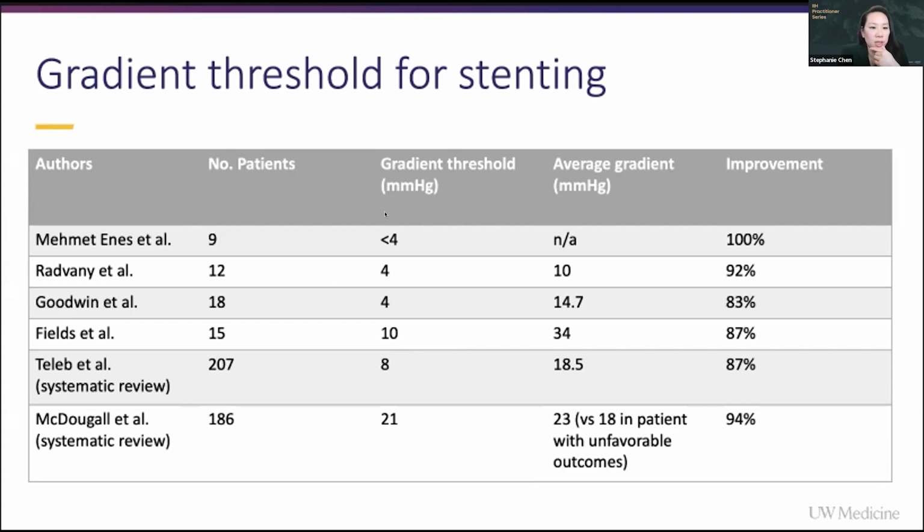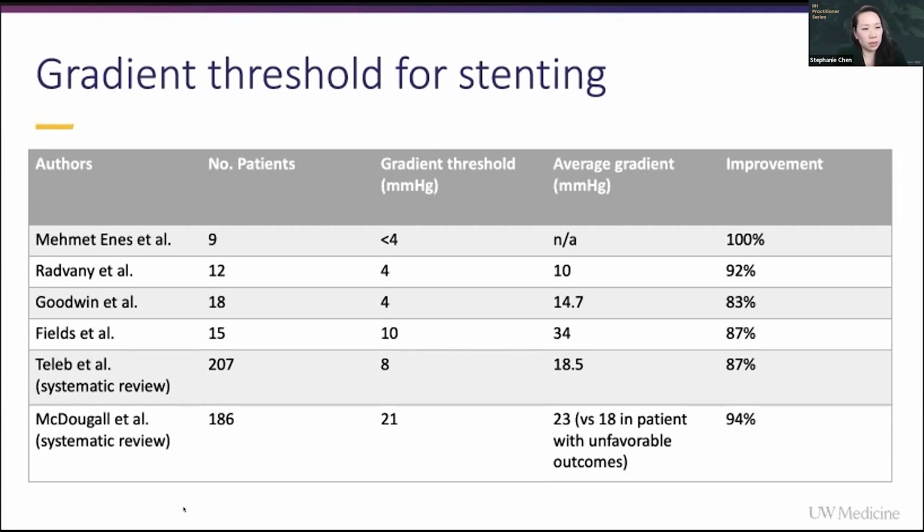So there's a number of studies where people used even lower gradients of 4 and found that they had 92% or 83% success in improvement of symptoms. This was a study where they used gradients even less than 4 in 9 patients and found that all patients improved. And then this was a systematic review, which was a little bit larger, where again, the threshold of 8 was used, but the average gradient was actually much greater, 18.5, and they found 87% improvement in symptoms.